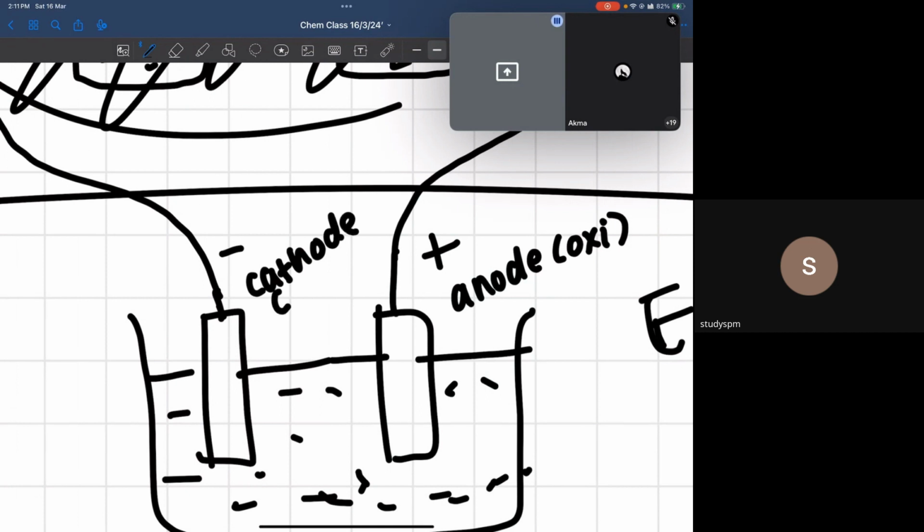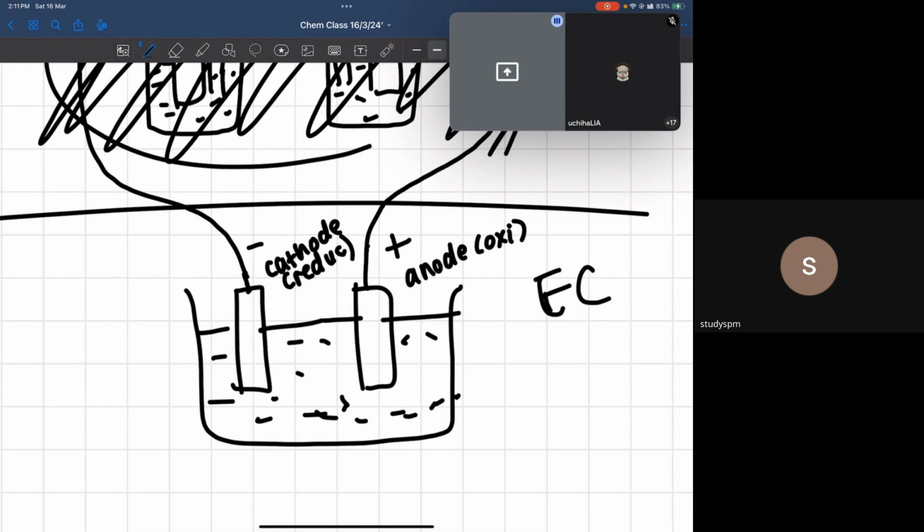Cathode is what? Always reduction. No matter what, no matter the sign or the change in the universe, anode is oxidation. Positive, negative, anode is oxidation. So better to have it like this. Okay, all the information is there already, and then you can solve it.